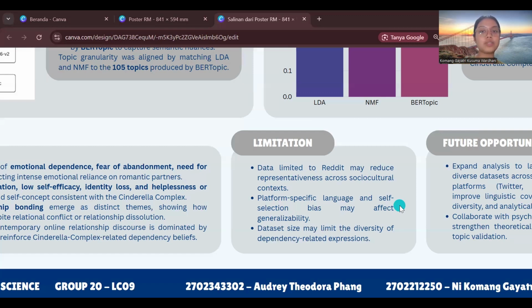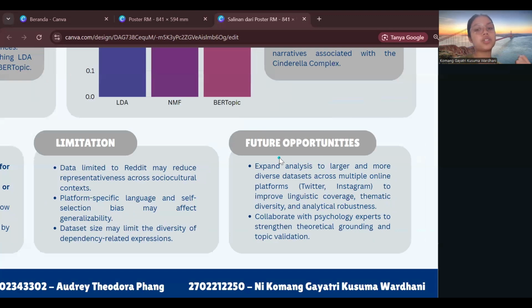Okay, finally, the future opportunities. Future research could use larger and more diverse data from other platforms like Twitter or Instagram. And we can also collaborate with psychology experts to strengthen the interpretation of the topics and connect them more clearly to psychological theories, also for topic validation.